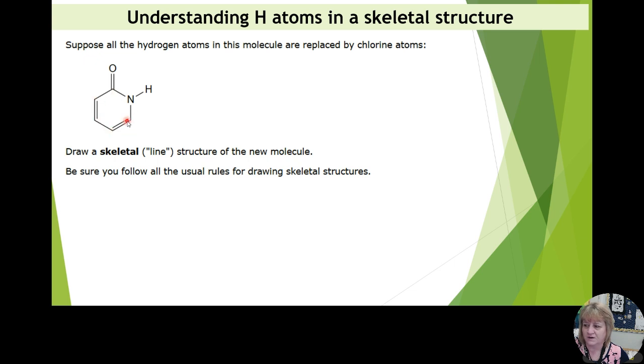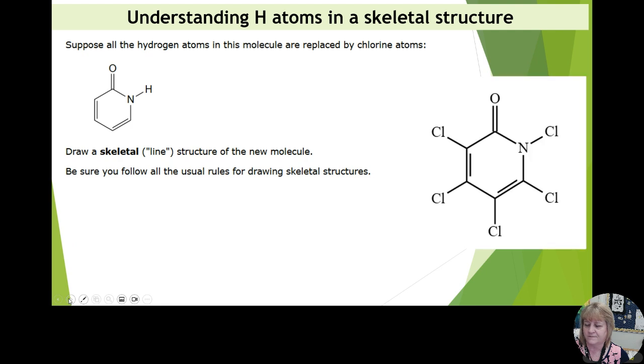So there's a carbon here, it only has 3, so there's an H here. There's a carbon here that has an H, a carbon here that has an H, a carbon here that has an H. So you're going to replace this H with a chlorine, this H with a chlorine, this H with a chlorine, this H with a chlorine, this H with a chlorine. So when you do that, you end up with this. That's all you're doing. Okay?